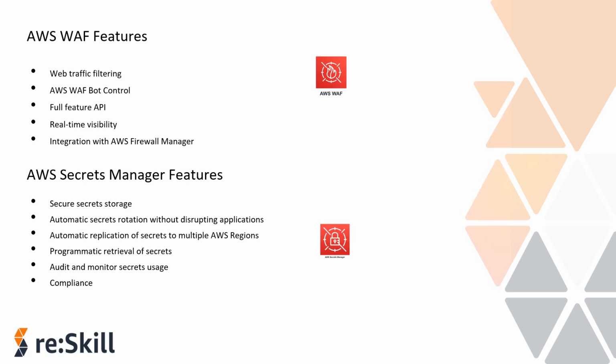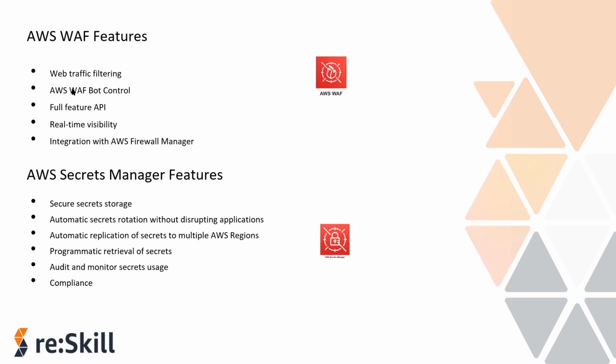WAF makes it easy to create rules that block common attacks like SQL injection or cross-site scripting, as I described earlier. It allows you to create a centralized set of rules that you can deploy across multiple websites. What does that mean? In an environment with many websites and applications, you can create a single set of rules that you can reuse across the applications, rather than recreating those rules for every application you want to protect. So that is a centralized feature for web traffic filtering.